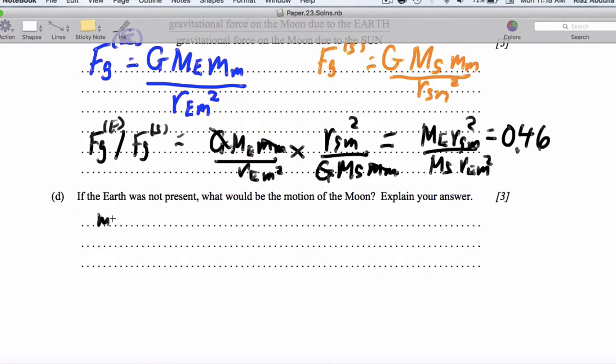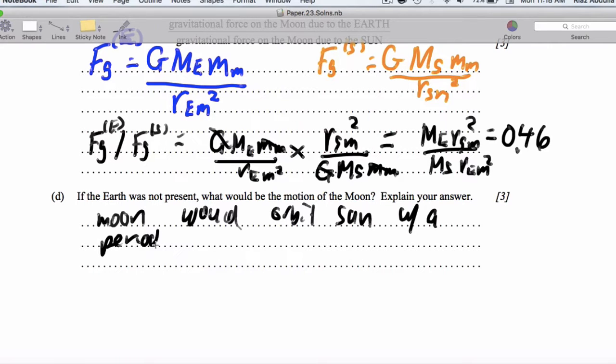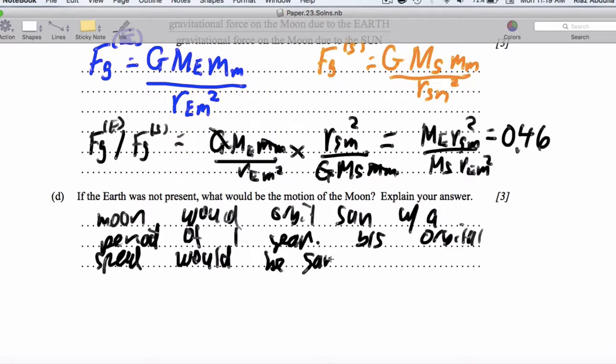Now, if the Earth was not present, what would be the motion of the moon? The moon would orbit the sun with a period of 1 year, because the orbital speed would be the same as Earth, since the distance is about the same.